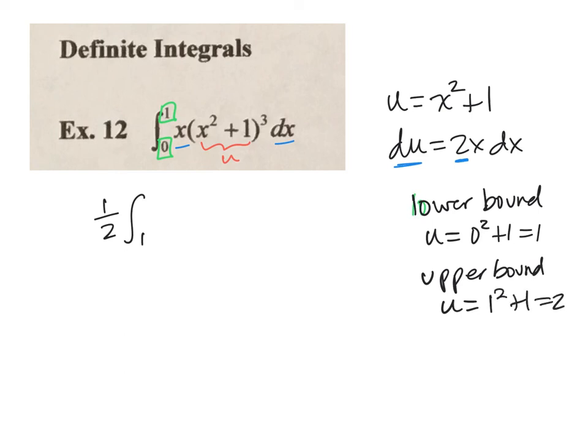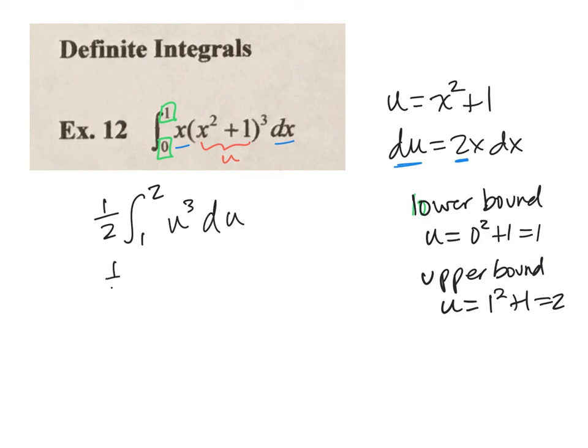So our upper u bound is 2. All right, then continuing to make our replacements, we're going to replace x squared plus 1 with u. So that would be u to the third, and then the x dx can be replaced with du. All right, so now we can just evaluate this definite integral in terms of u.